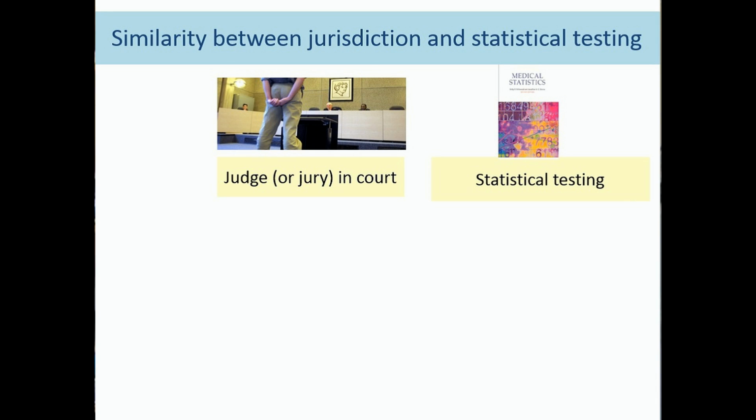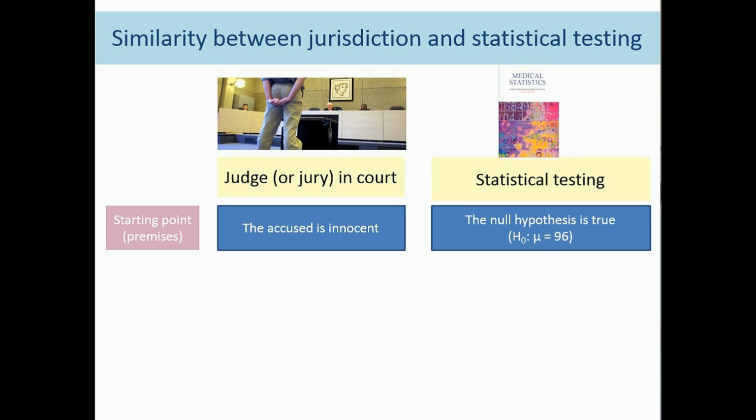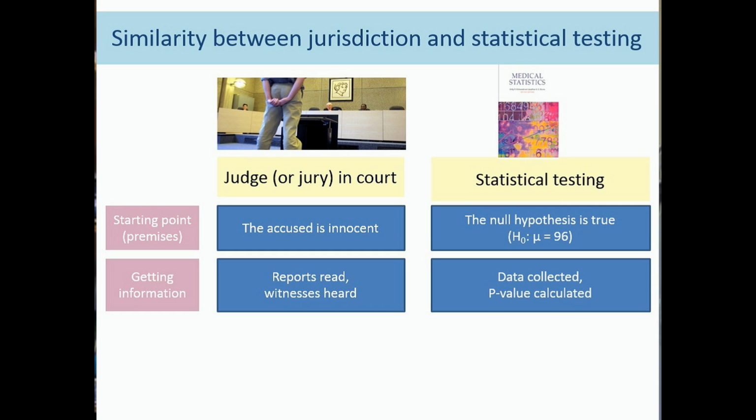There's a lot of similarity between jurisdiction and statistical testing. The premise or starting point in jurisdiction is that the accused is innocent. The starting point in statistics is that the null hypothesis is true. Then there will be a process of gathering information. In jurisdiction, reports are read, witnesses are heard. In statistical testing, data are collected, a p-value is calculated.